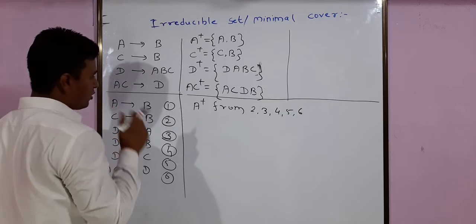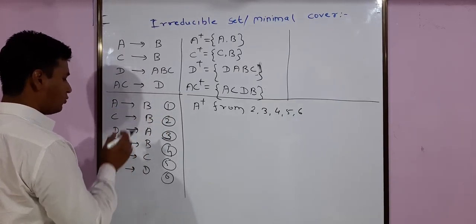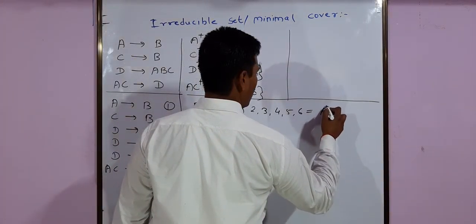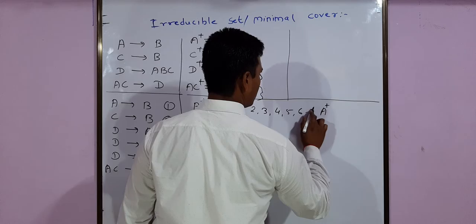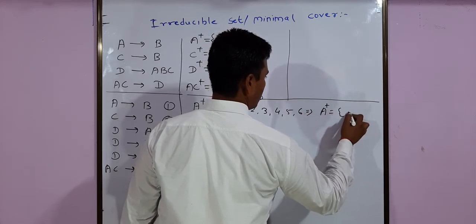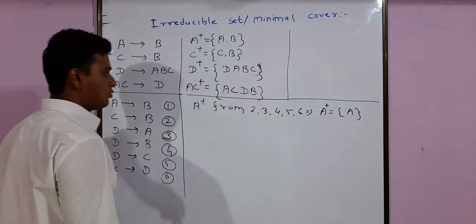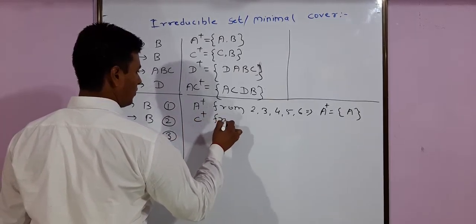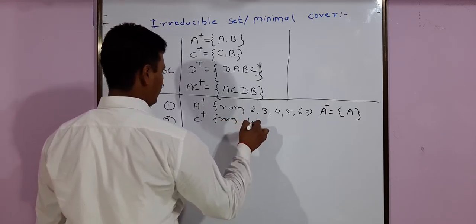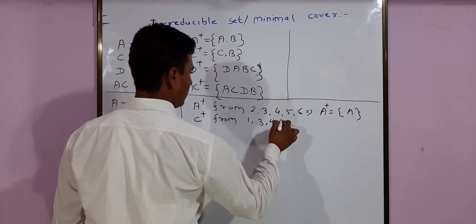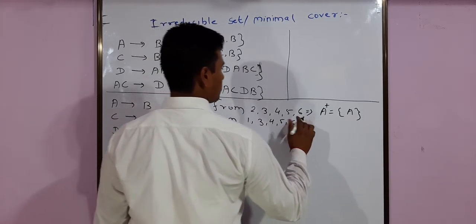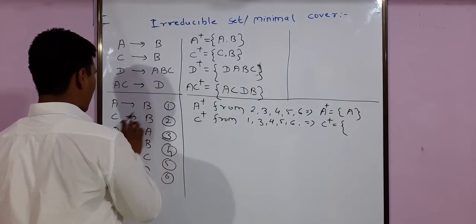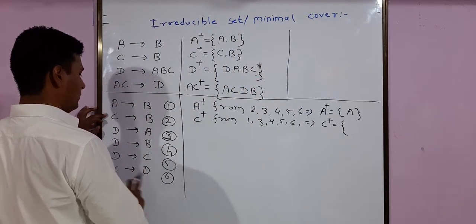Now what is the A closure if you remove it? If you find out A closure, we will have only A. A closure will be only A. Now we will find out C closure from 1, 3, 4, 5 and 6. So I will write down C closure is equal to, what will be the C closure in this case? If I will not consider this, then C closure will be only C.